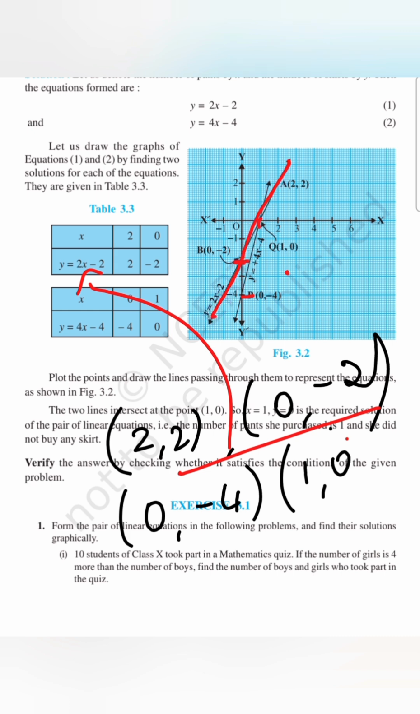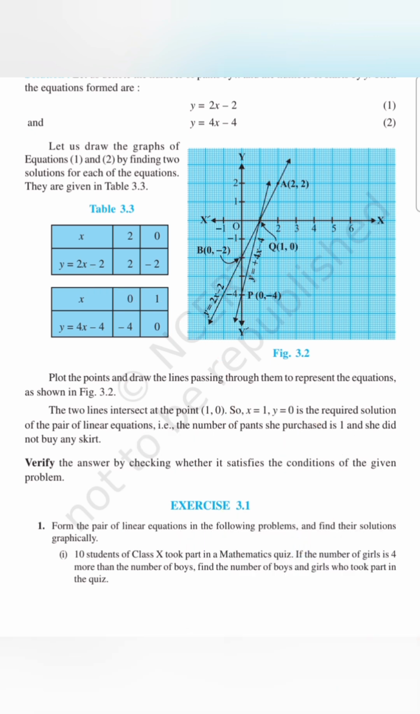Now go for the second set of points, 0 comma minus 4 and 1 comma 0. Join them separately. That gives you this line. Now check whether they intersect. Yes, they intersect at one point. This point is 1 comma 0. So here the solution is 1 comma 0. It means x is equal to 1 and y is equal to 0. That's the required solution for this pair of linear equations.